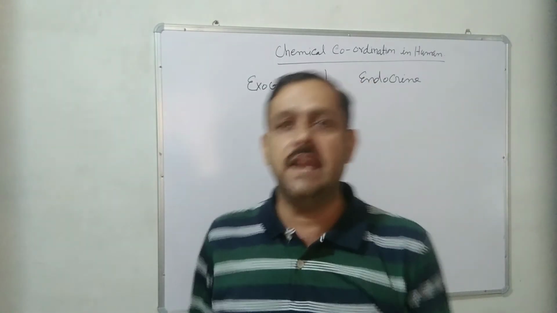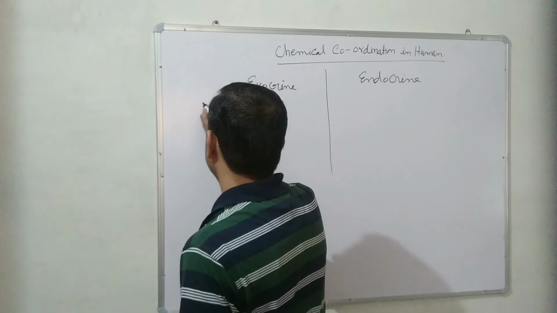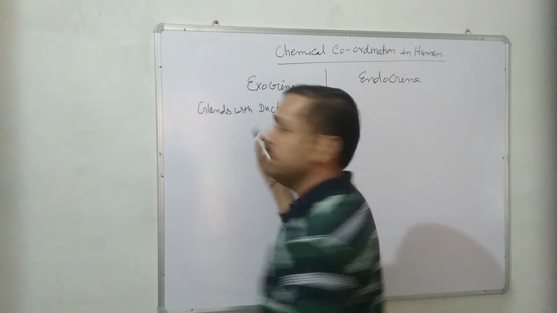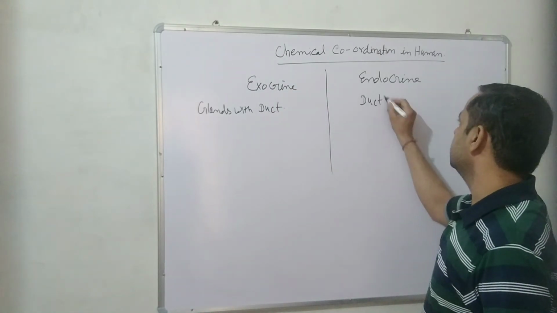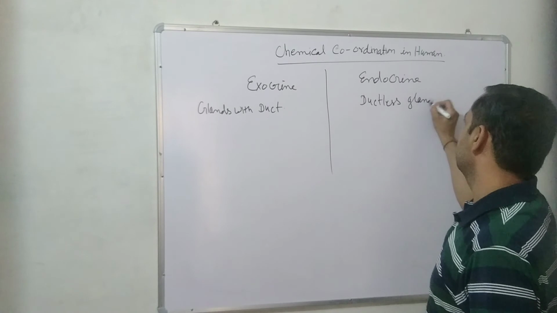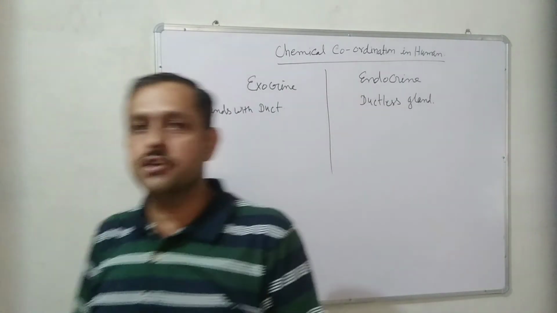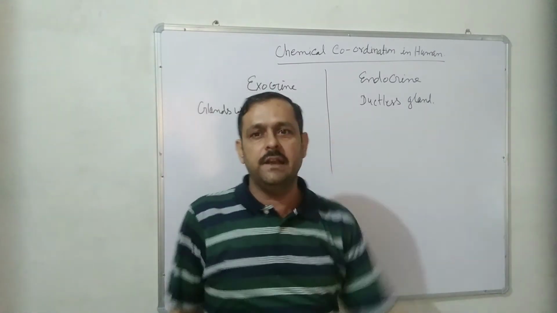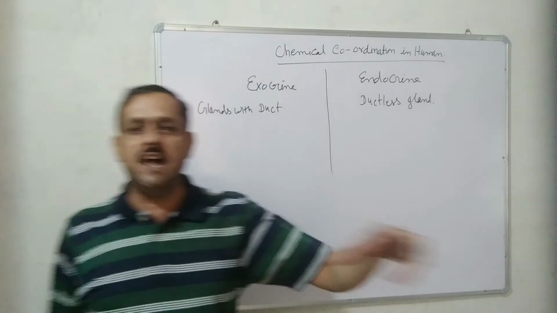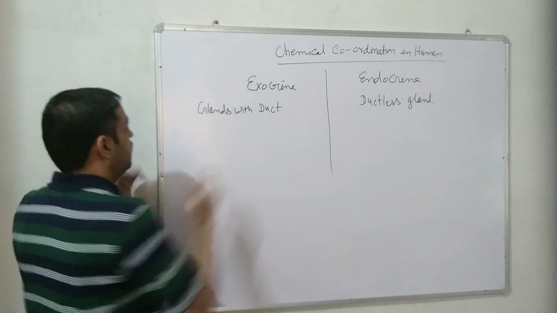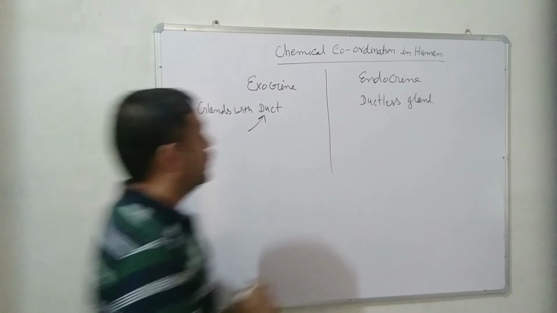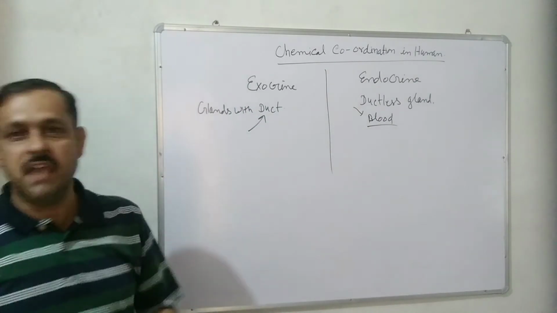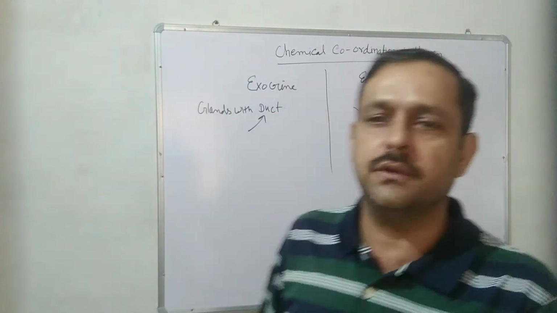First of all, exocrine glands are glands with ducts, and endocrine are called ductless glands. So this is the first difference between exocrine and endocrine. Then exocrine discharge their secretion into the ducts, but endocrine discharge their secretion into blood, because they haven't ducts, so they discharge the secretion directly into the blood.